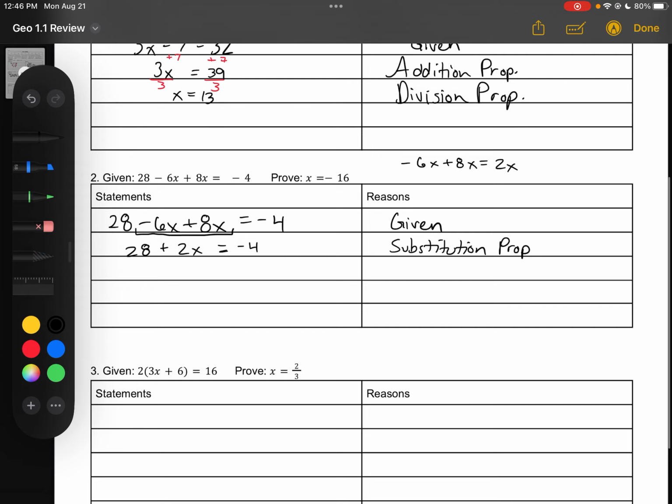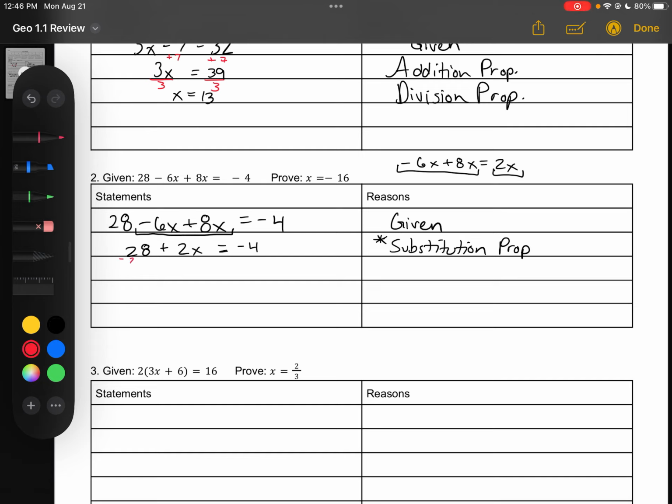So something to note, anytime you simplify, the substitution property is going to be what you use because we're taking one term and we're replacing it with a different term. The reason why we're not going to use the addition or subtraction property here is we're not doing it to both sides. So addition and subtraction only works if we're doing it to both sides. So simplification, we use substitution for that specifically.